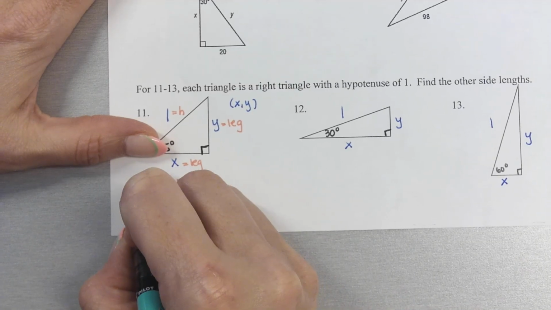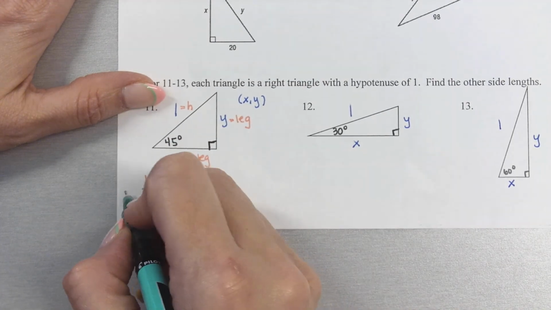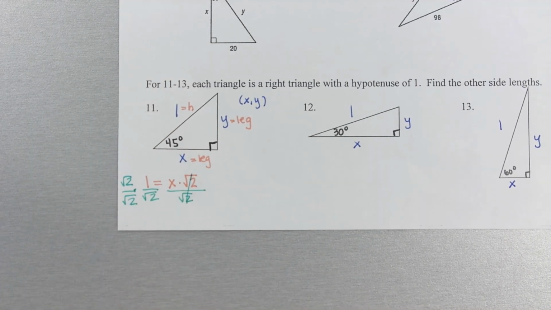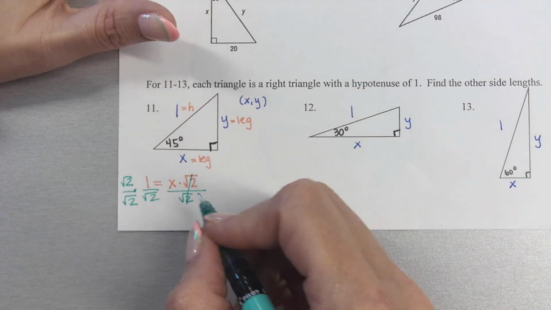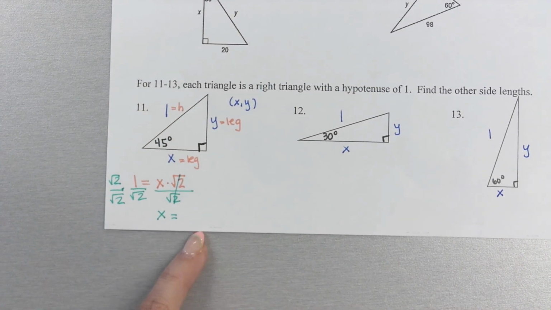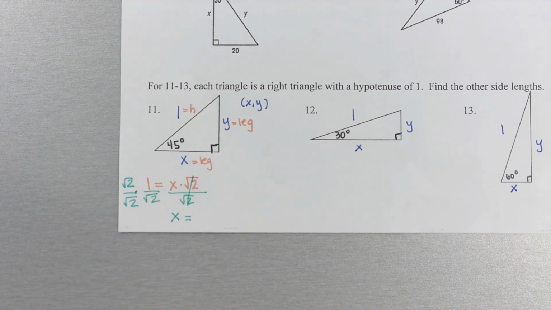And when you do that, we don't want to leave it as over root 2, so we're going to rationalize. So we're going to multiply the top and the bottom by root 2 over root 2. All right, and then Jack, D, did you simplify that already? What'd you get for your final answer? So the hypotenuse is 1, so the legs won't be.